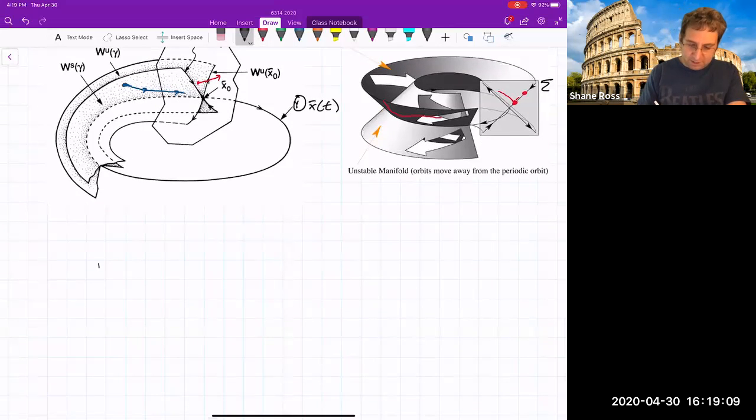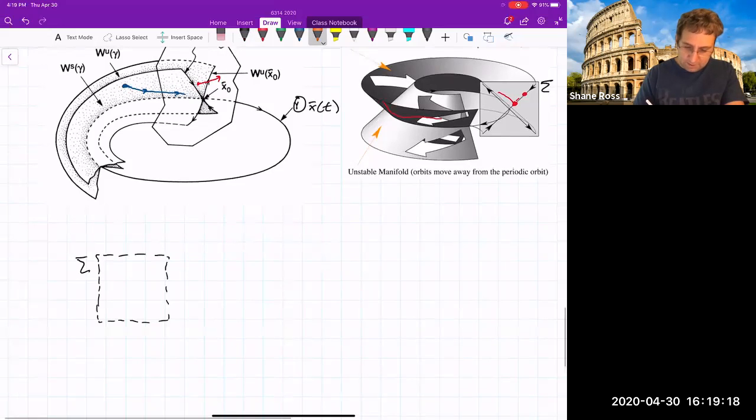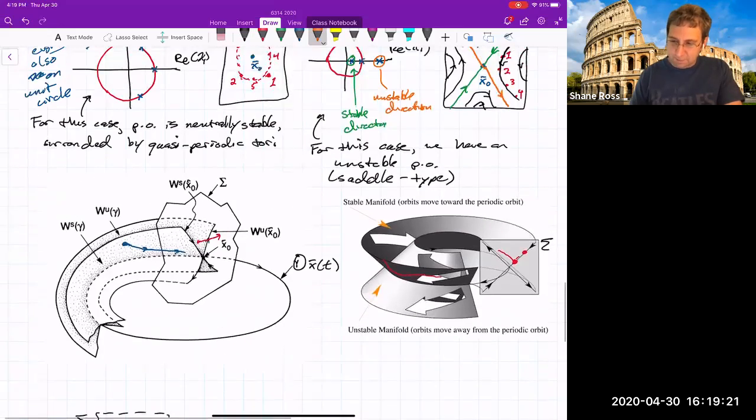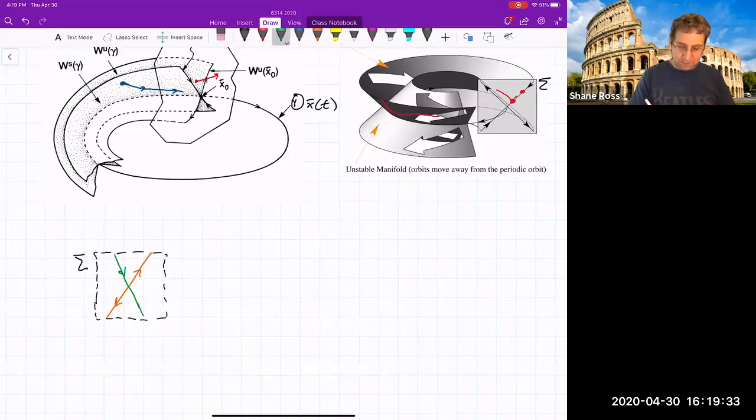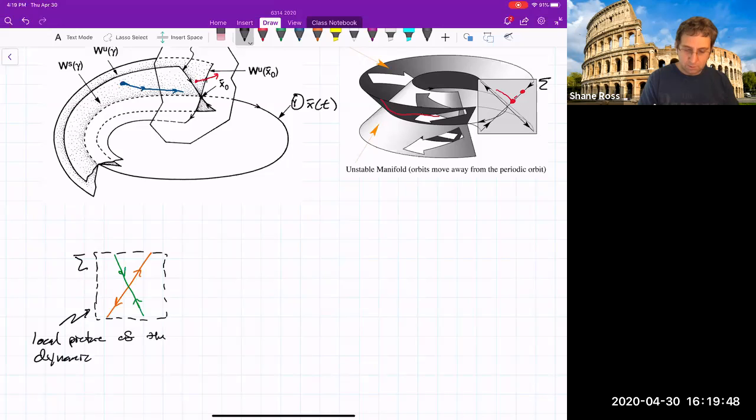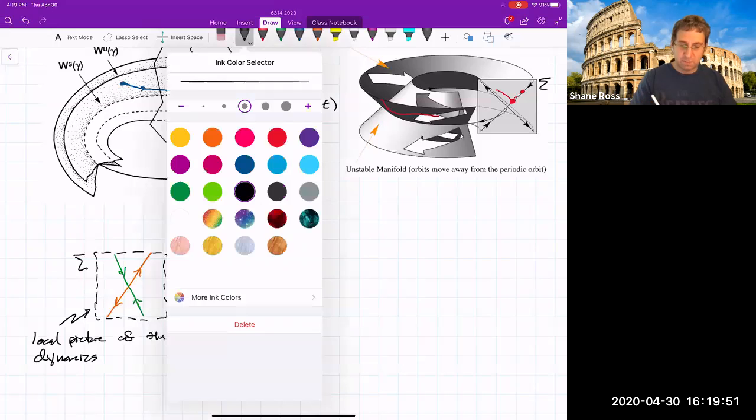So if I took my kind of local picture, the Poincaré section, like I drew before. I'm not sure how I drew it. I'm probably going to have to orient it differently just to match what I've already got in my notes. So orange is the unstable, green is stable. And this is just the local picture, right? The local picture of the dynamics. And this is just a small slice of something that could be very big.